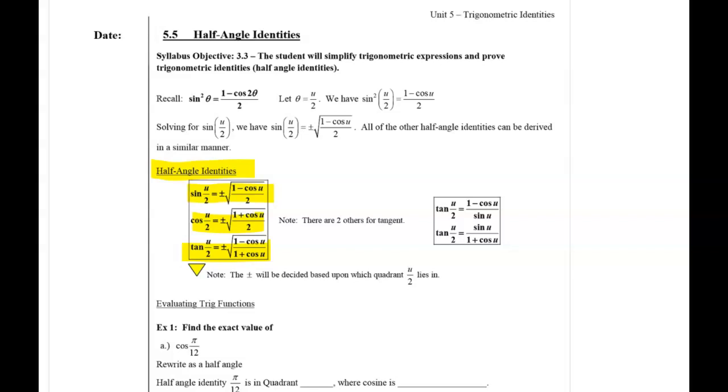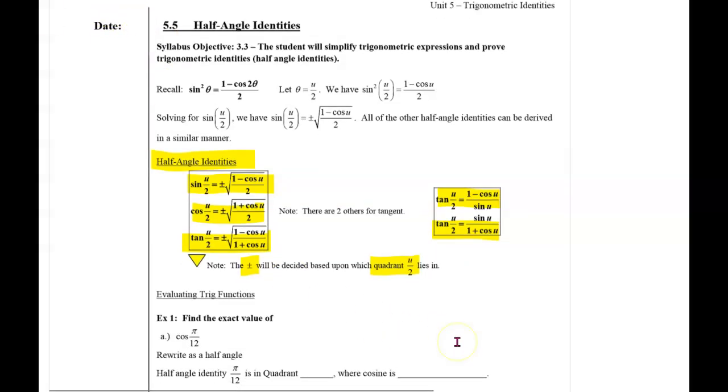You'll also notice that there are two other forms for tangent that do not include the square root. As far as the plus or minus goes, you only pick one of them, and that depends on which quadrant you're in. And that will determine if it's positive or negative.